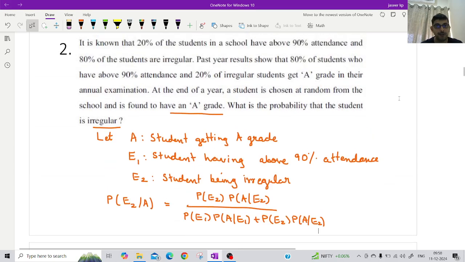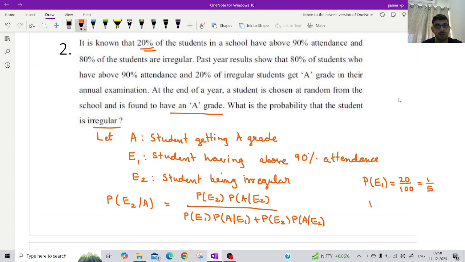So here, P of E1 means the probability that the student has above 90% attendance, which is given as 20%. So it is 20 by 100. 20% are having above 90% attendance. So that is 1 by 5.